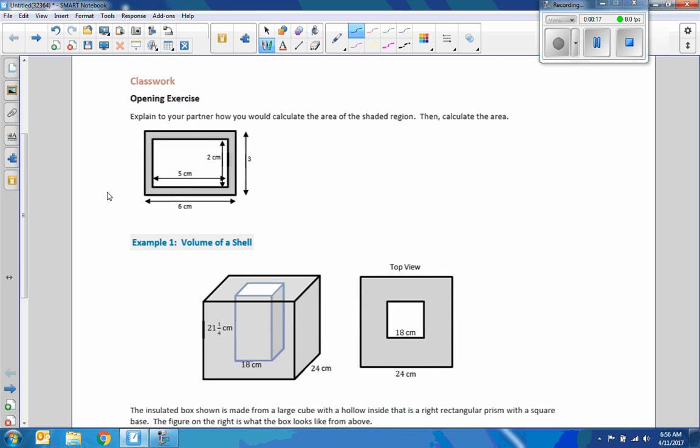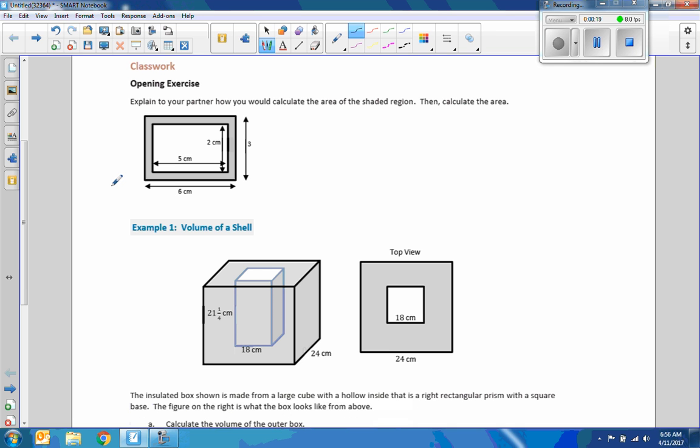So the opening exercise is a classwork, and if students were in groups, they would explain to each other, try to determine how they would find the area of the shaded region, and then calculate it. So hopefully you can try this on your own. Pause the video, see if you can do it, and I'm going to come back and find the area of the shaded region. Okay, so here we go.